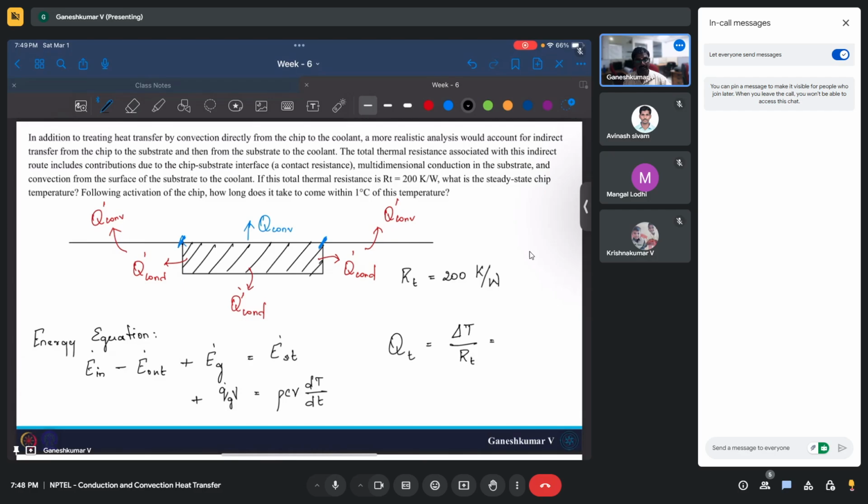And this delta T is happening from the chip ultimately to the convection. So basically what I'm trying to say is there is a conduction happening and then there is a convection happening. So the delta T should be from the chip to the convection, which is again going to be T minus T infinity divided by RT.